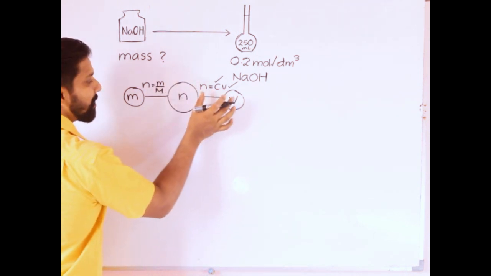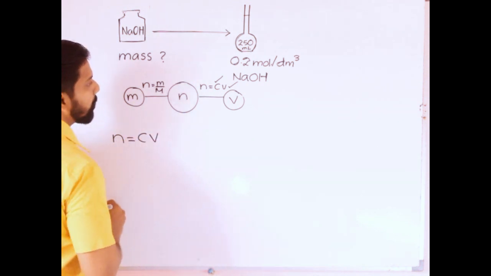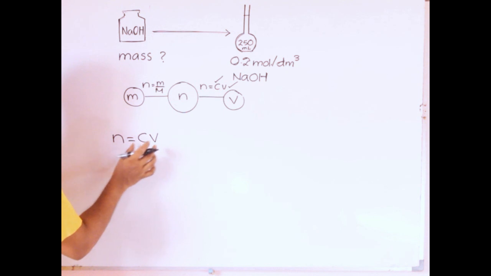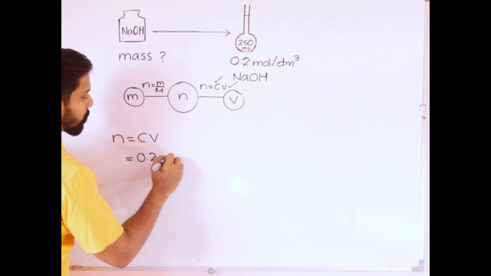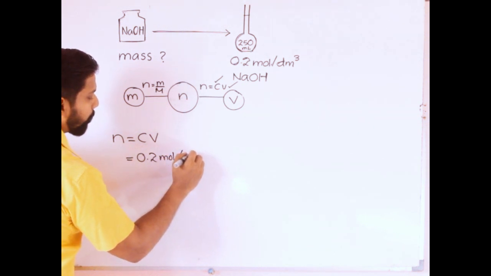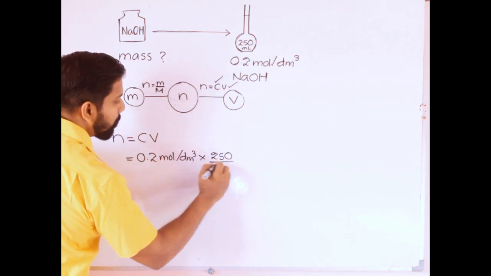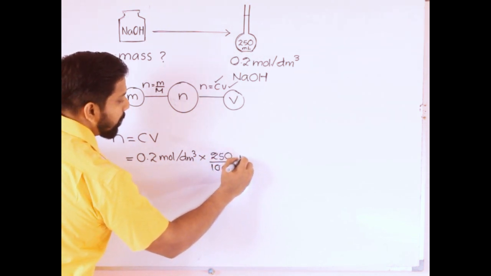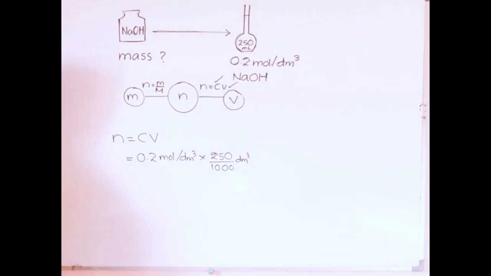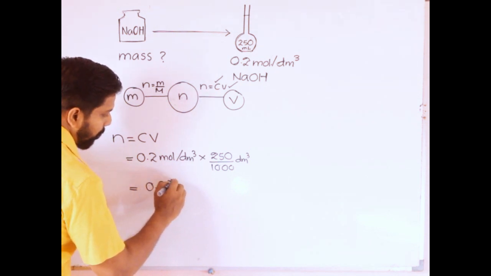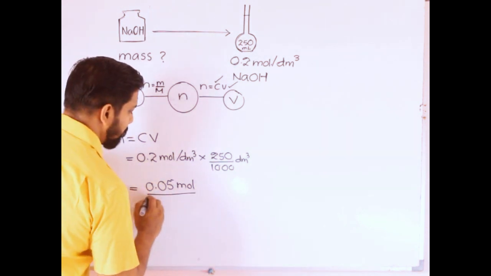So you can clearly see the first thing you can find is the moles of sodium hydroxide, since we know the volume and concentration. So we use those two values: 0.2 moles per dm cube into the volume, which is 250 divided by 1000 dm cube. Don't forget, 1 milliliter is 1 cm cube. You need 0.05 moles of sodium hydroxide.